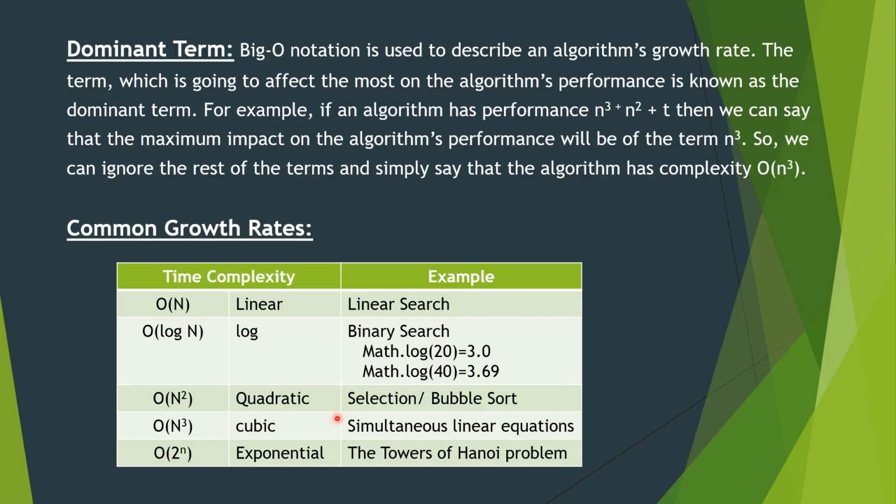Order of n square, quadratic: selection and bubble sort, the complexity is order of n square because nested loops are used. Order of n cube, cubic: simultaneous linear equations. And order of 2 to the power n, which is exponential: the towers of Hanoi problem. The exponential means where the number of steps increases very fast, as you have seen in the previous example.